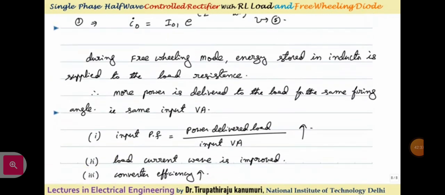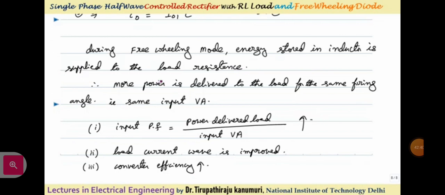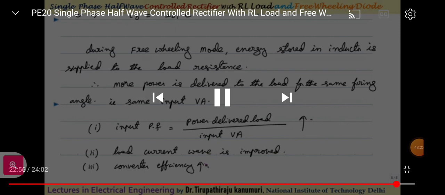So proceeding further, during the freewheeling mode, the energy stored in the inductor is supplied to the load resistance, therefore more power is delivered to the load for the same firing angle. Because the energy that is stored in the inductor is now supplied to the resistor, it is not opposed by anything, it can easily pass. So automatically more power is supplied for a given input volt amperes, because input is supplying only for some duration, and for the remaining duration the energy stored in the inductor is supplied to the resistor. So in that mode we are getting the continuous current, that is the second advantage. So automatically the load current waveform is improved, and the energy stored in the inductor is efficiently used for conducting, so automatically the converter efficiency will improve.